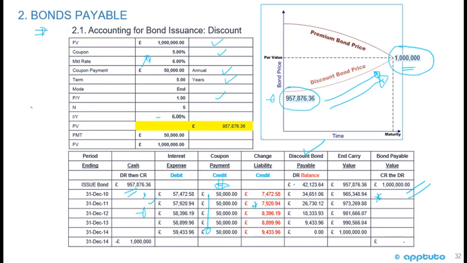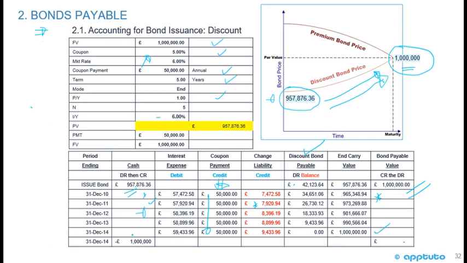The difference has to be the amortization of the discount on the bond. So you can see what's happening. We're starting with a carrying value of 957, but as we amortize the bond, we're being pulled to par. So finally, our ending carrying value is $1 million.